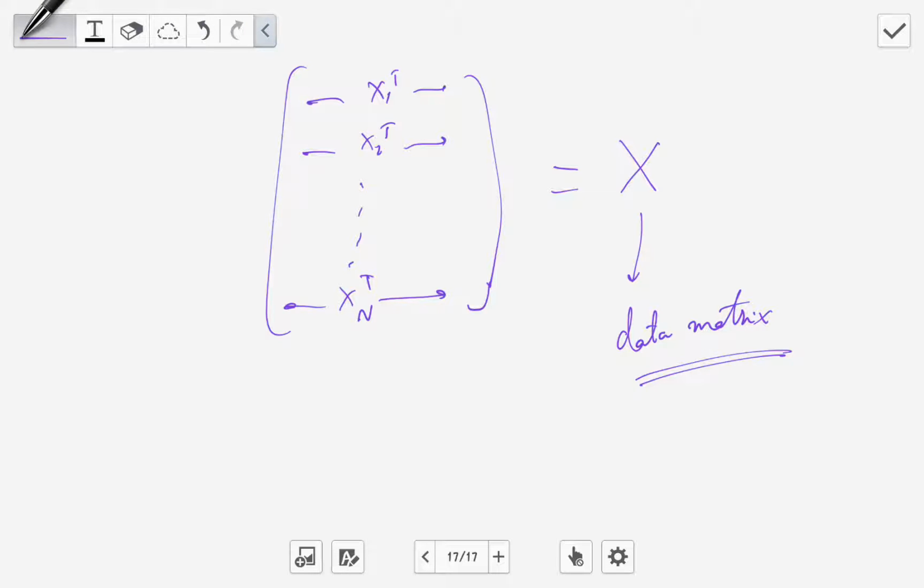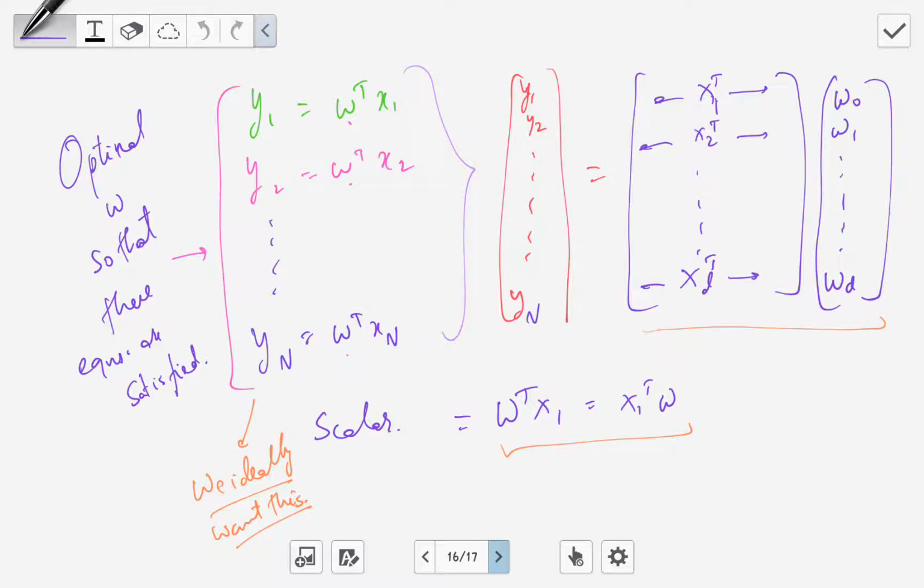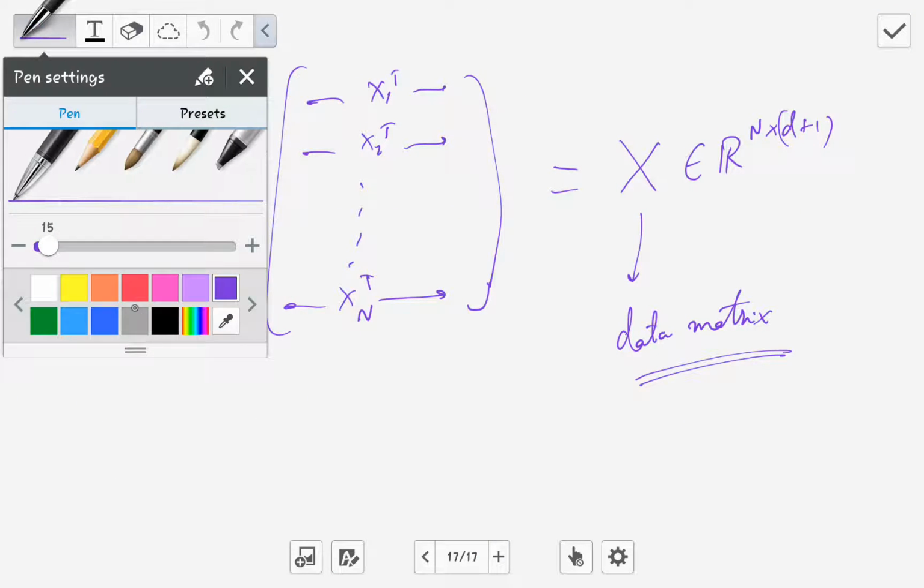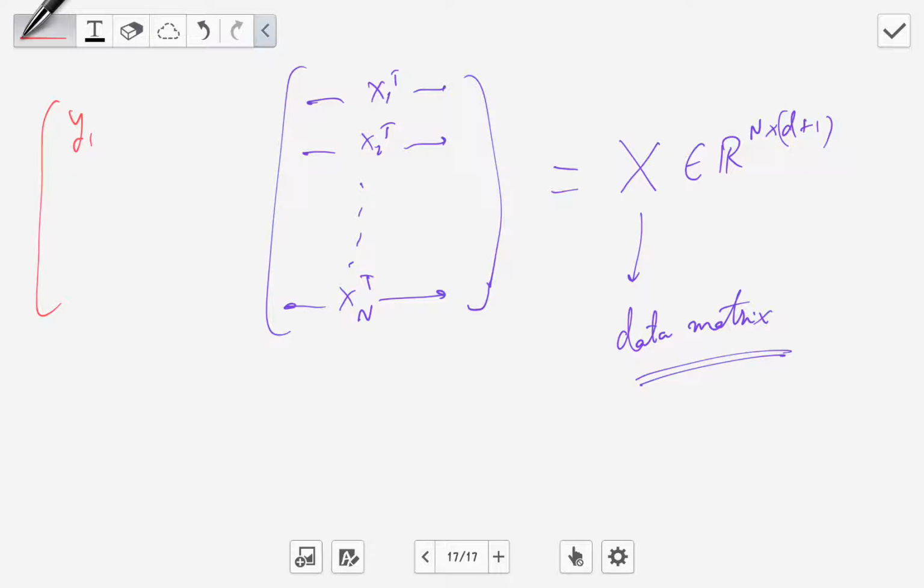So what is the size of this matrix? It is in R n cross D plus 1. Each x is D plus 1 and that is transposed, so it is R of n cross D plus 1. Now, if I make this matrix y, y1, y2, so on up to yn, as some y, then this y belongs to R n. And each small xi already belongs to R D plus 1.